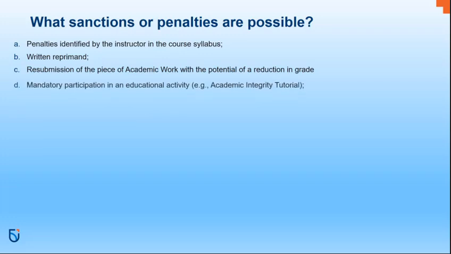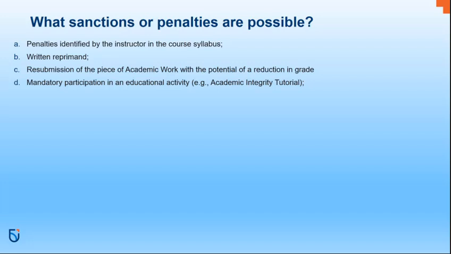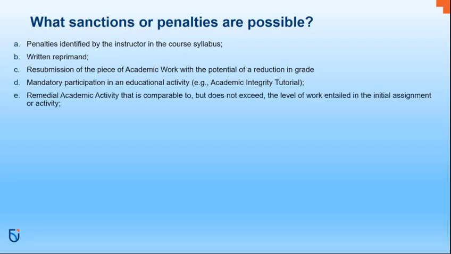Another sanction is mandatory participation in an educational activity, such as an academic integrity tutorial or a writing workshop. You may be asked to complete a remedial academic activity that is comparable to, but is not more than, the level of work entailed in the initial assignment or activity. So this would be a new assignment or test rather than a resubmission of the original one.